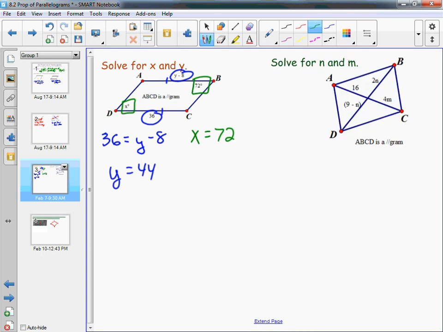On our next example, we are working with diagonals. We know that the diagonals bisect one another, so it creates two pairs of congruent segments. So starting here with m, we know that 4m is equal to 16, and thus m equals 4, as well as 2n equals 9 minus n, because those two segments are congruent. And we add n to both sides and divide by 3, and we find that n equals 3.